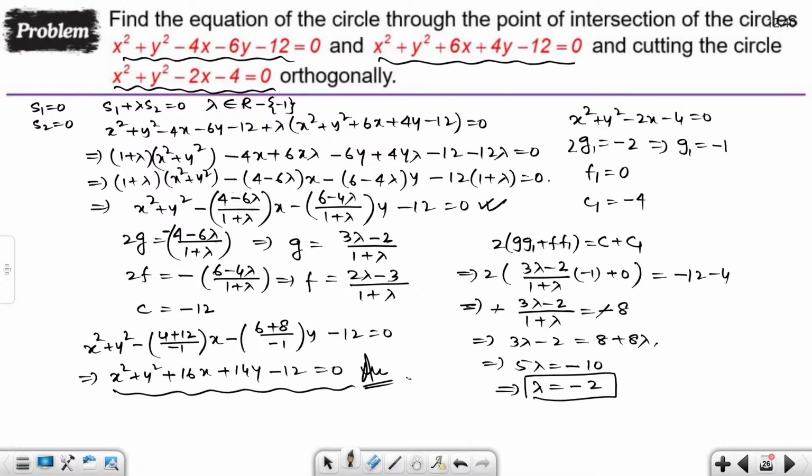Is it clear to all? Absolutely. So I have done 2-3 sums on orthogonality. So I hope now you are clear about how to use orthogonality formula in the problem. Is it clear? Let me take some more sums on orthogonality.